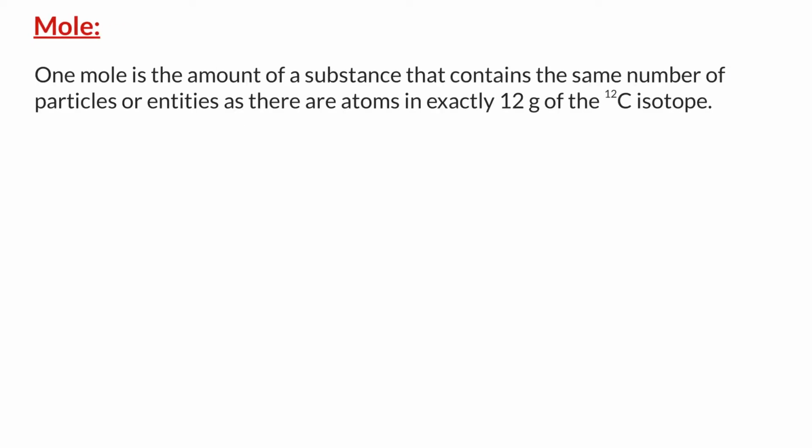First, let us define what a mole is. 1 mole is the amount of a substance that contains the same number of particles or entities as there are atoms in exactly 12 grams of carbon-12 isotope. So how many atoms does 12 grams of carbon-12 isotope have?